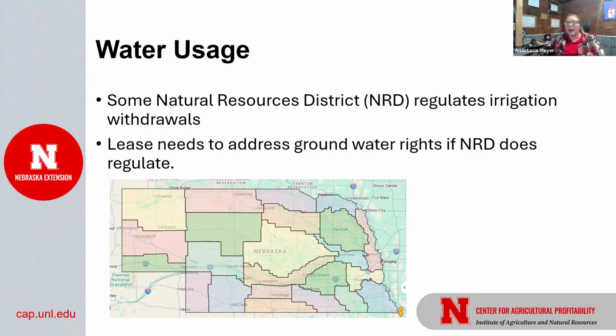I do have a resource at the end that you can use to find where your ground is and what natural resources district you are located in.